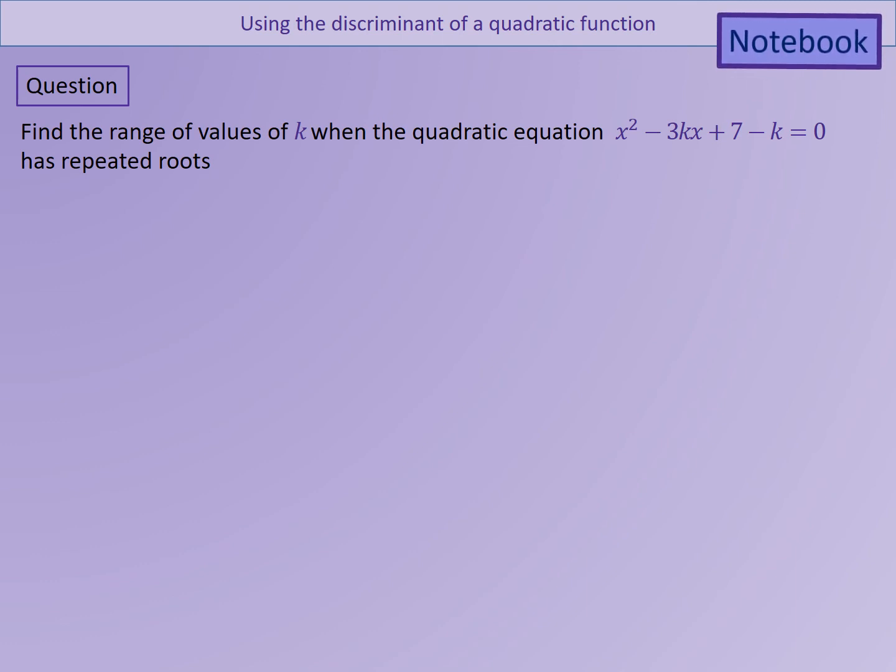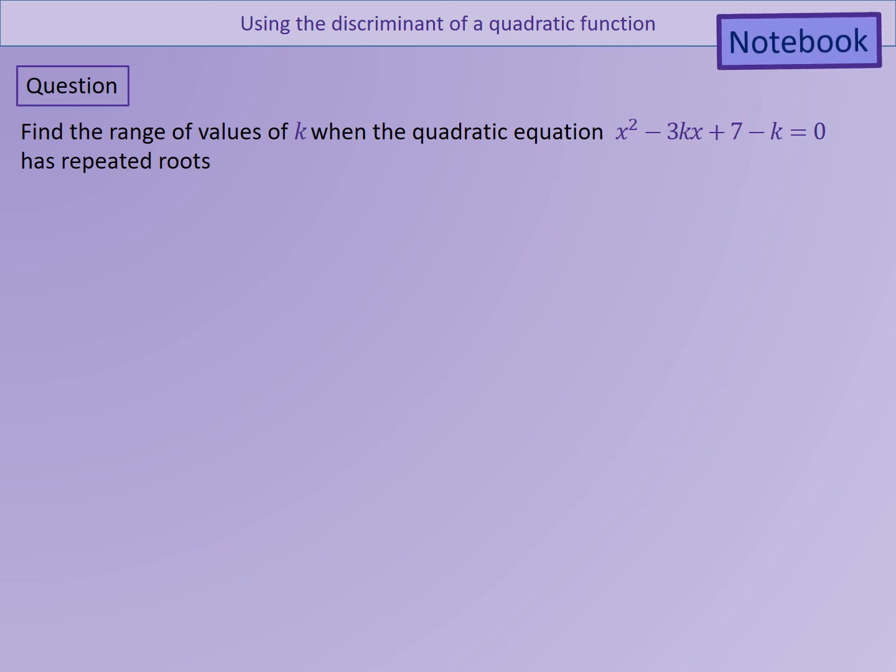It says find the range of values of K when the quadratic equation x squared minus 3kx plus 7 minus k equals 0 has repeated roots. And you will be given some information about that quadratic. It might be that it has repeated roots, it might be that it has two distinct roots, it might be that it has no roots at all, or it might be that it has real roots.